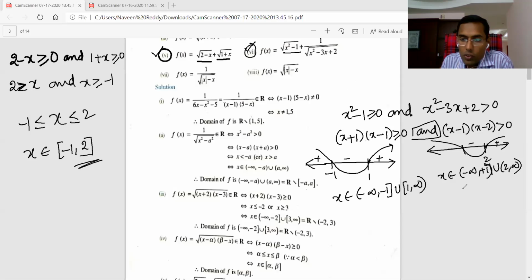What is that intersection? First of all, this is minus infinity to 1, but here it's minus infinity to minus 1. For these two, what is the intersection? I'll show you more clearly. More clearly we'll discuss.